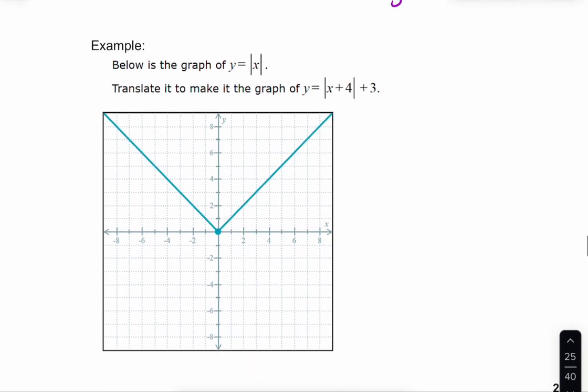Let's look at this one. It says below is the graph of the absolute value translated from the following. Now let me make the prediction. When you add on the inside, we have found already that it should move it to the left. If we add on the outside, we should have found that it moved it up. But let's find some points just to make sure that we're not crazy, okay?